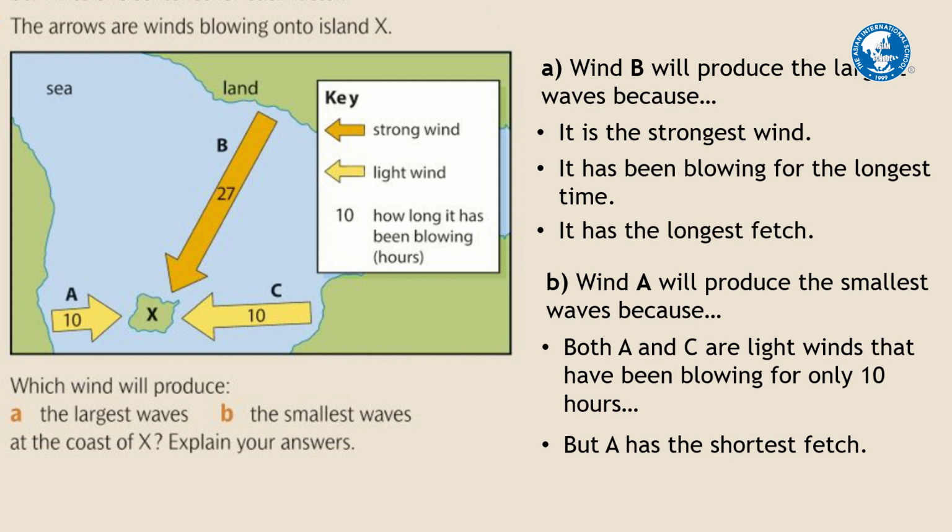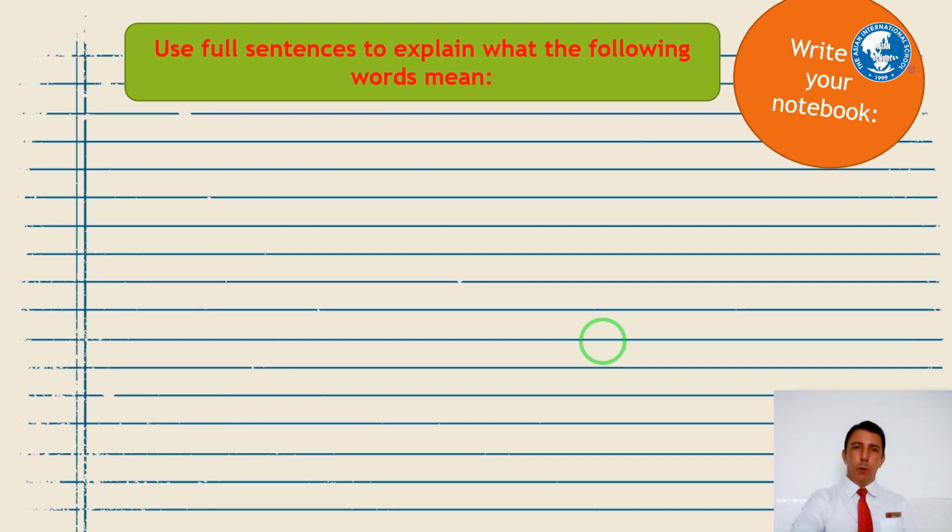So, in your notebook, use full sentences to explain what the following words mean. You can rewind the video to find the information if you don't have your book. Swash, uprush, and backwash. So find the answers, write them down, and when you're ready, we will check.